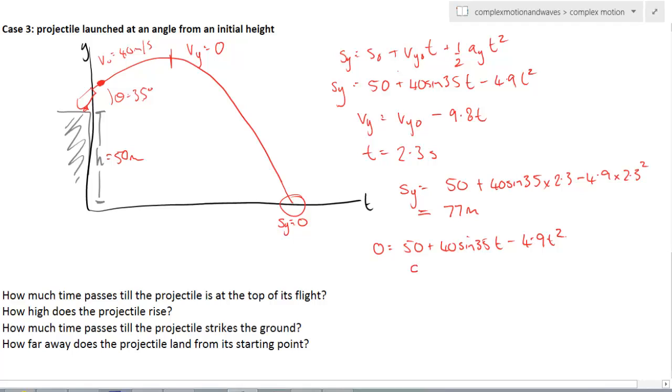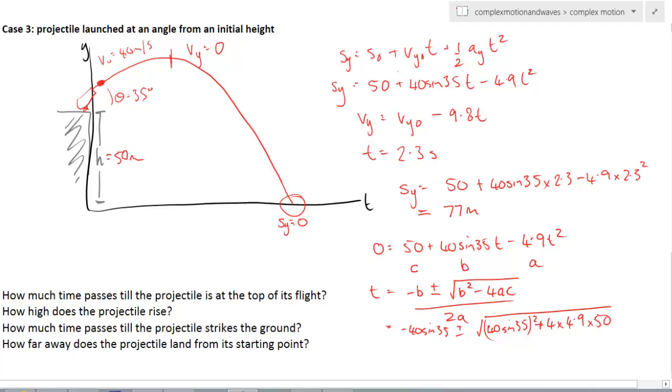So I'm going to put them in C, B, and A and remind you of that quadratic formula. T is going to equal minus B plus or minus square root of B squared minus 4AC all over 2A. We substitute that in, we get minus 40 sine 35 plus or minus the square root of 40 sine 35 all squared minus 4 times 4.9, remembering that that's negative, so that's going to make a positive there, times 50. All divided by 2a, which is basically minus 9.8.